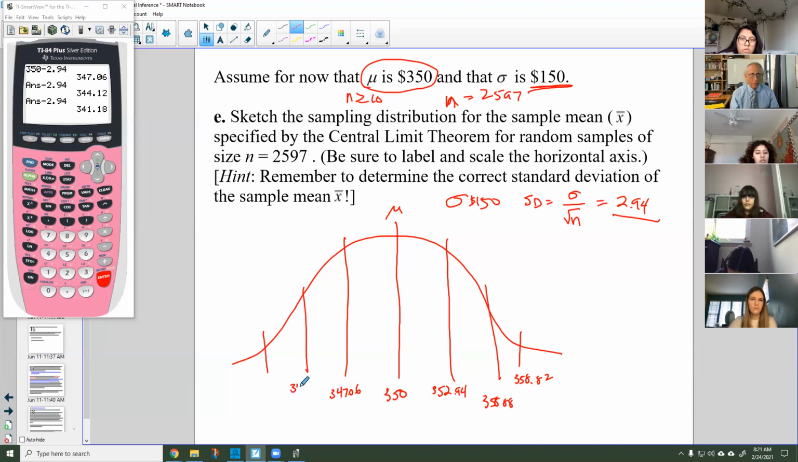344.12. You hear the cat? Hear the cat in the background? Yeah, just getting ready to get fed.